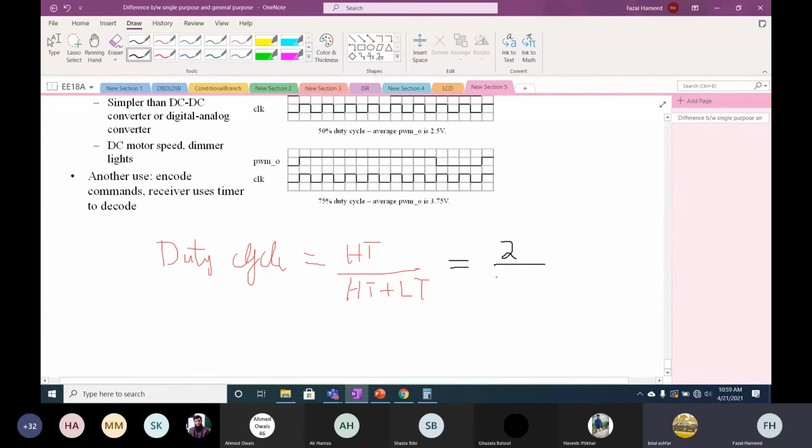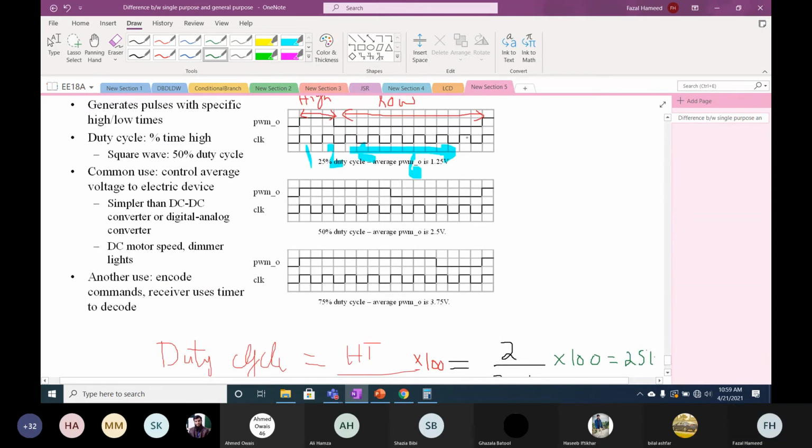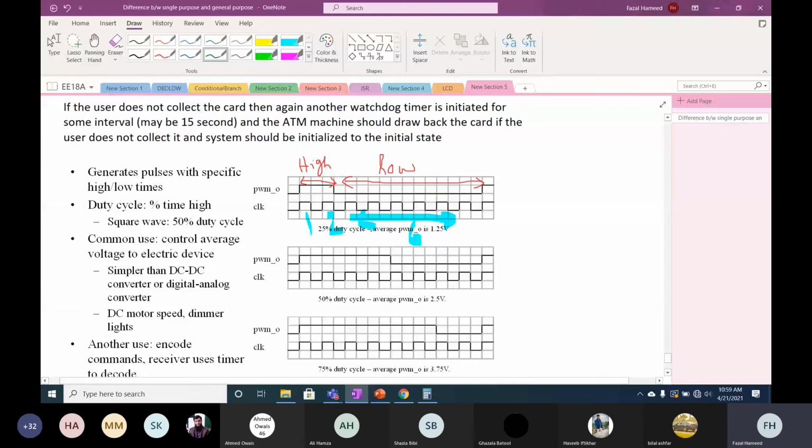2 और 8, 2 plus 6. And it's also multiplied by 100. We multiply it by 100 because we have to take it in percent. So this is equal to 25%. In this particular example, the duty cycle is 25%.